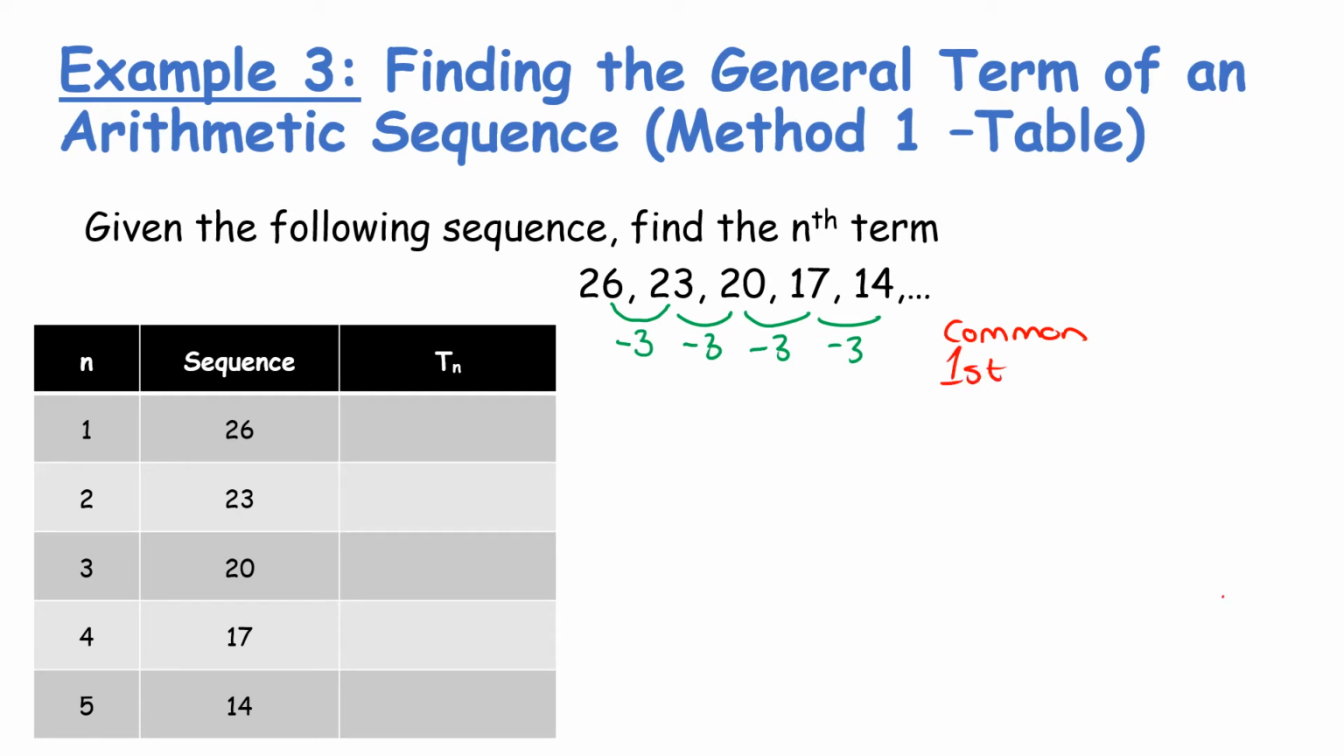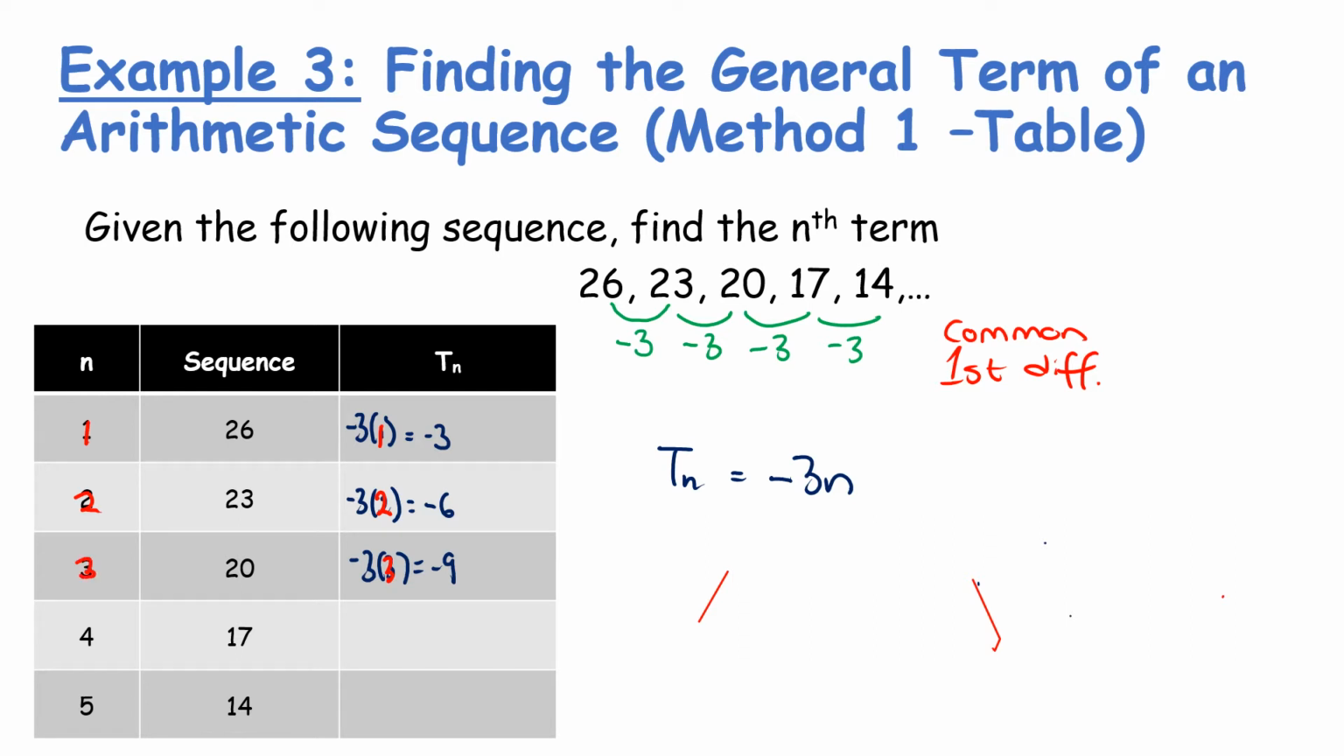So we have a common first difference, which means our formula is going to be Tn equals minus 3n plus some number. So what I'm going to do is say, well, if I have Tn as minus 3n, here I have minus 3 times 1, which is minus 3, minus 3 times 2, which is minus 6, and minus 3 times 3, which is minus 9. Just make sure you're clear: that 1 is coming from the first term, this 2 is coming from the second term, 3 from the third term, and so on. Minus 3 times 4 is minus 12, and minus 3 times 5 is minus 15.